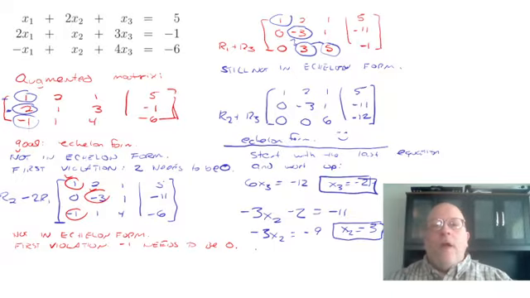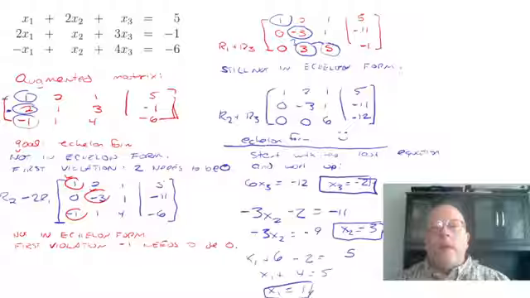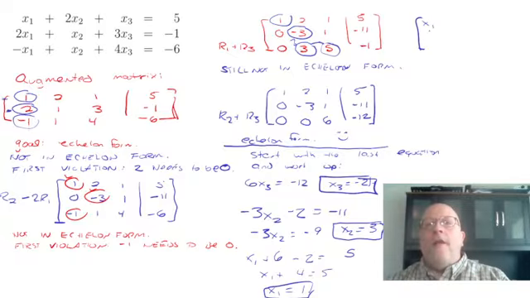And finally, the top equation says that x1 plus 2 times x2, but 2 times x2 is 6, plus 1 times x3, and 1 times x3 is -2, equals 5. That's saying that x1 plus 4 is equal to 5, and so x1 is equal to 1. And so we have an answer. Our answer is that the weights x1, x2, x3 are equal to 1 and 3 and -2.